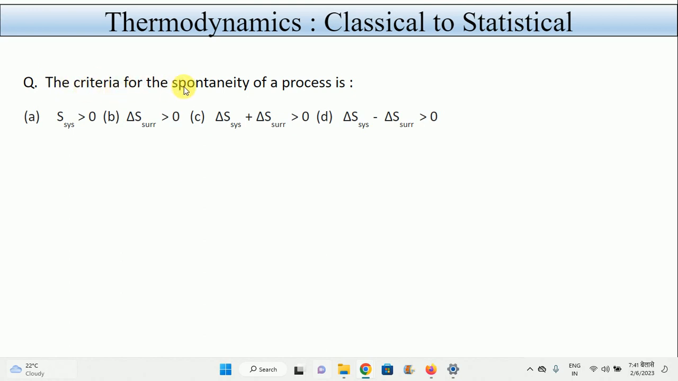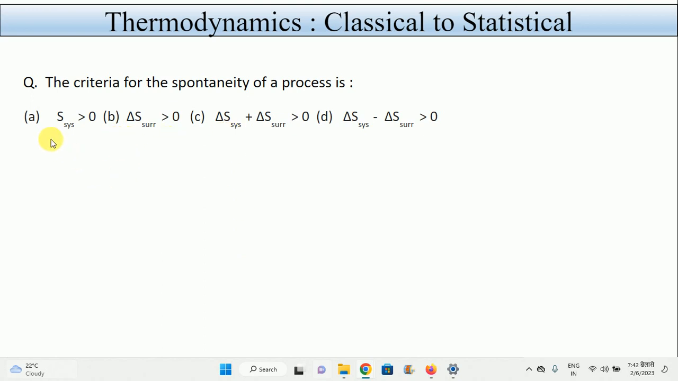The criteria for the spontaneity of a process is: delta S of system greater than 0, where S is entropy; delta S of surrounding greater than 0; delta S of system plus delta S of surrounding greater than 0; delta S of system minus delta S of surrounding greater than 0. So we know that from the second law of thermodynamics, entropy of the universe always increases, and the system and surrounding both are part of the universe.